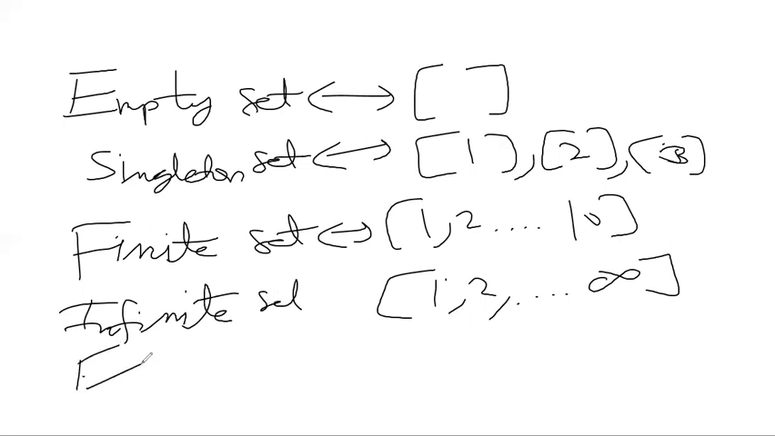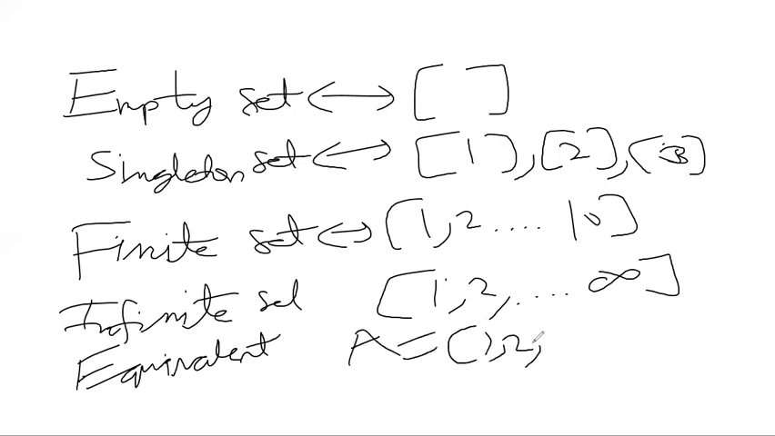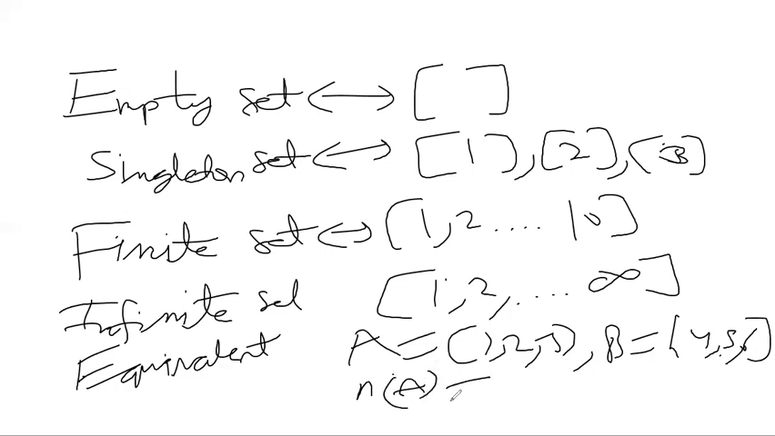Then equivalent set. What is equivalent? Don't confuse between equivalent and equal. Here I am talking about equivalent sets. Equivalent means if there is a set, say A = {1, 2, 3}, and there is a set B with elements 4, 5, 6, then these are equivalent. Why? Because the number of elements in A is 3 and the number of elements in B is also 3. So the number of elements decides whether the sets are equivalent or not. So these two are equivalent sets.